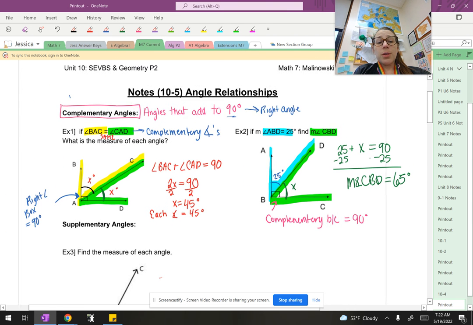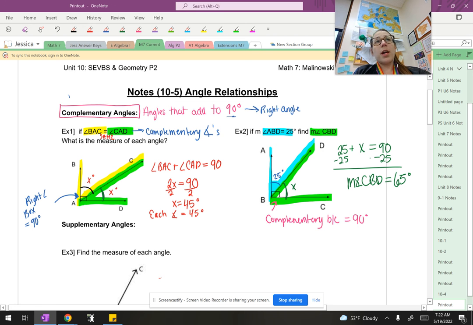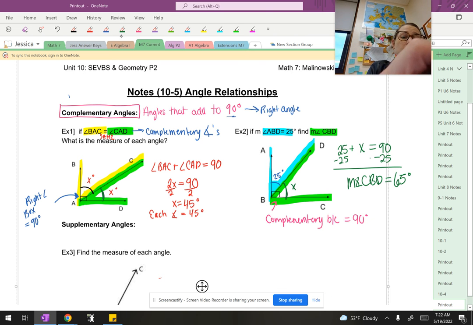So boom. In some of your practice problems and your review sheet, they ask you what rule or what relationship you're using. Complementary would be the rule here. This is the rule or the relationship that's going on.